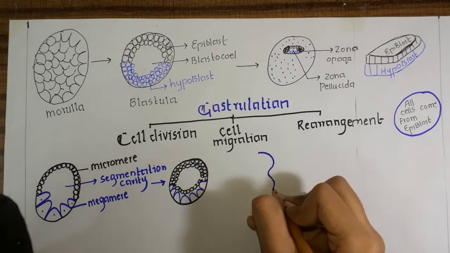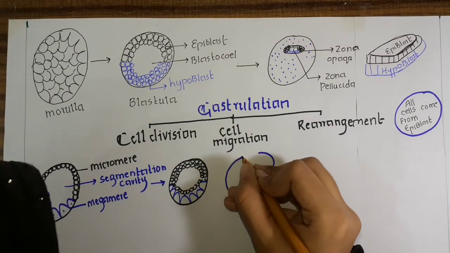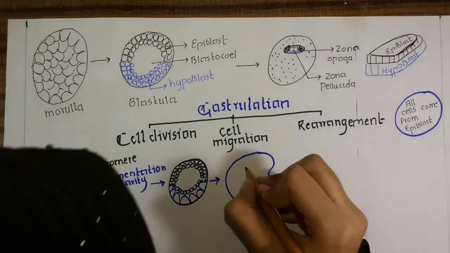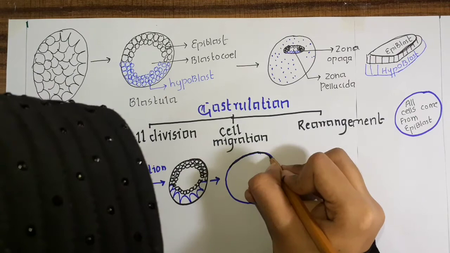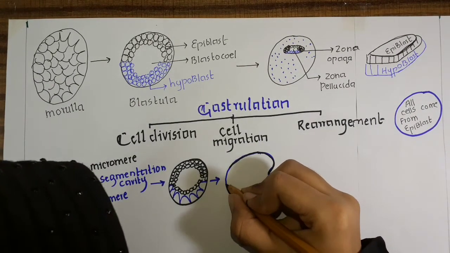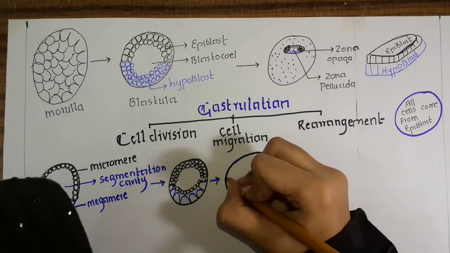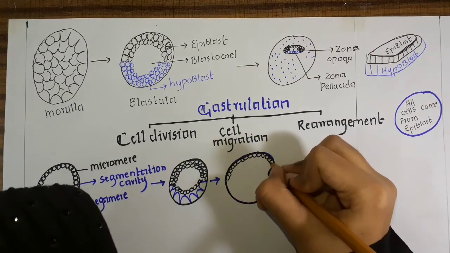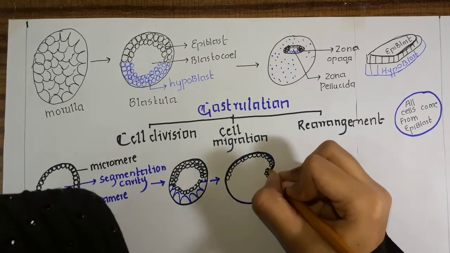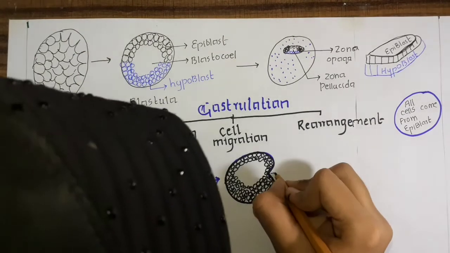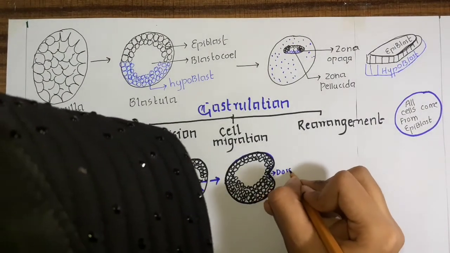So we have seen from this diagram that the micromeres divide more and more. So when the micromeres are dividing more and more, it pushes the cavity inside, and what happens when the cavity is pushed inside? A little dent type is formed, and this is called the dorsal lip of the blastopore of the frog.